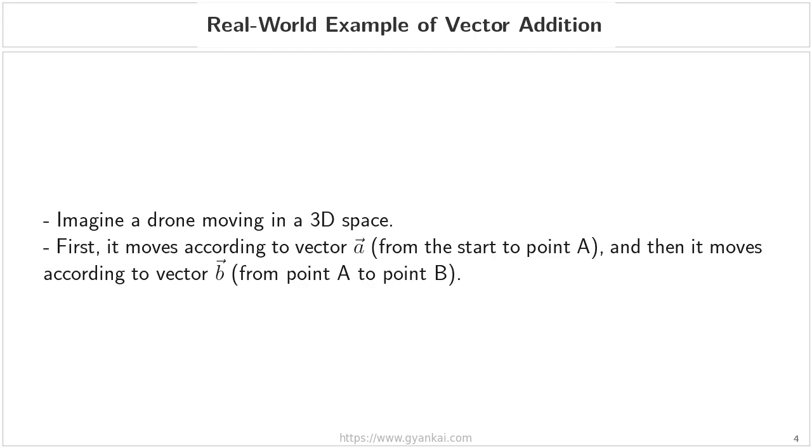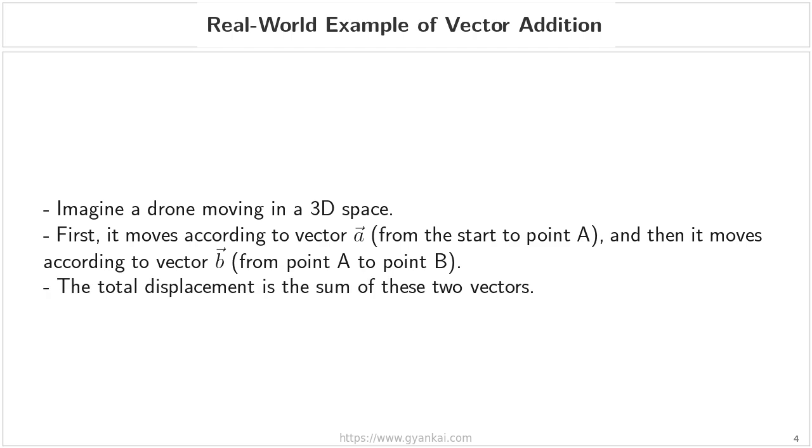From that point A, it then undergoes a second movement, following vector B, which carries it from point A to a final destination, point B. If we want to find the drone's total displacement, that is, the direct straight-line path from the very beginning to the very end, we simply find the sum of these two vectors. This perfectly illustrates why adding the components of vector A and vector B gives us the resultant movement.